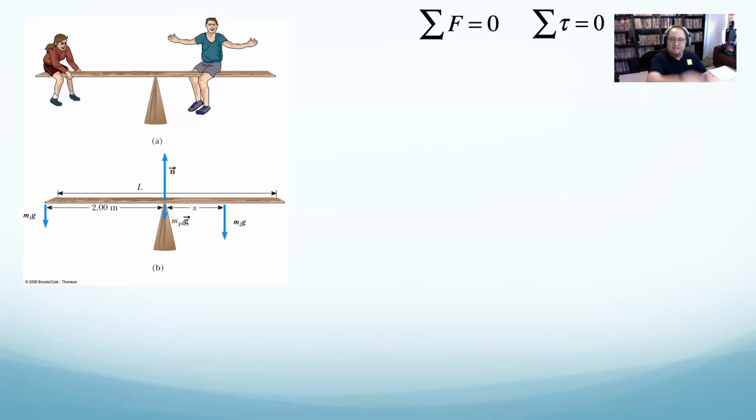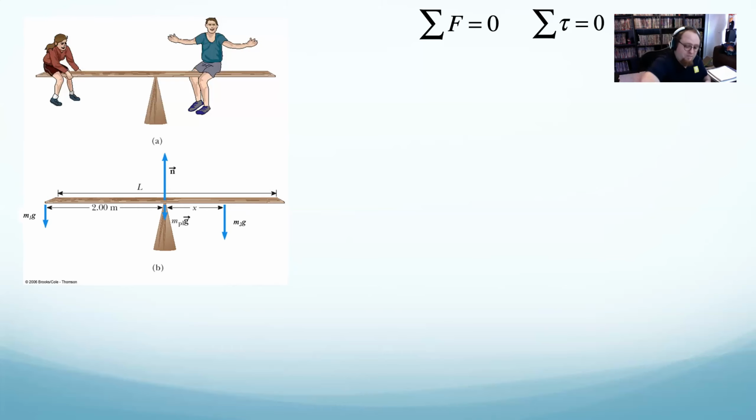But there's also the plank itself. The plank itself has weight. And because it's a long plank, I'm going to assume all of its weight is at the center. And right at the center, it's held up by a normal force. Any questions here? I'm going to stop playing with my toys now.